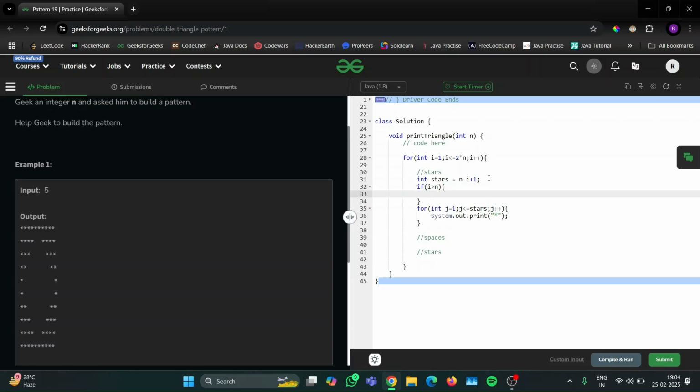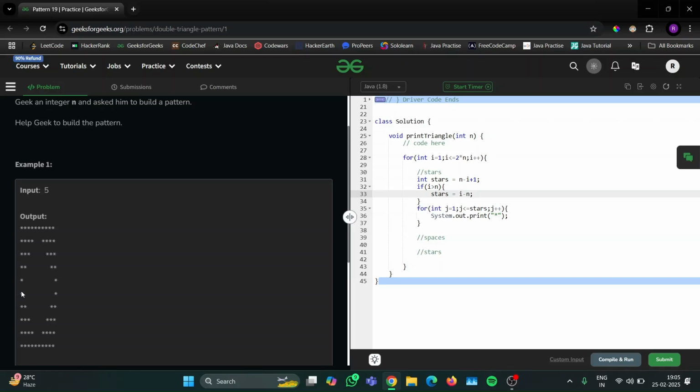So when the i value exceeds the n value, the stars formula will be changed. Let's observe the second half. Here, i value is 6 and the number of stars is equal to 1. I value is 7, number of stars is equal to 2. I value is 8, number of stars is equal to 3. I value is equal to 9, number of stars is equal to 4. I think the formula is extremely easy and it's easier to observe than the first half. The formula is i minus n.